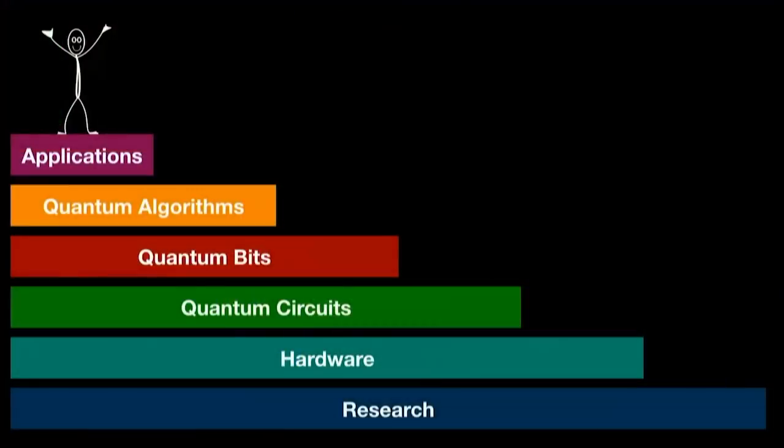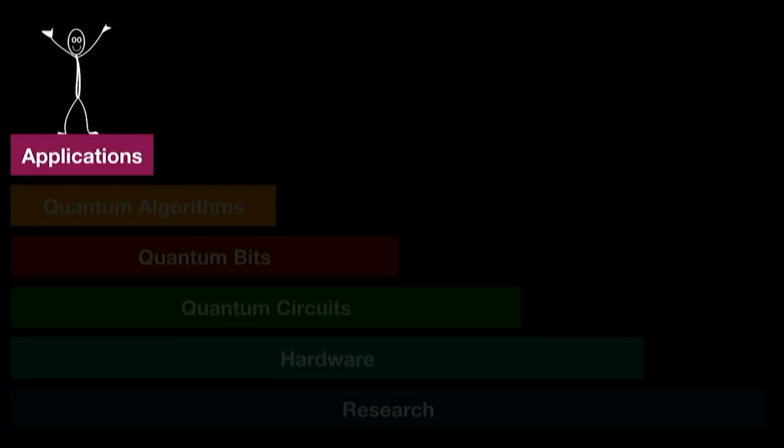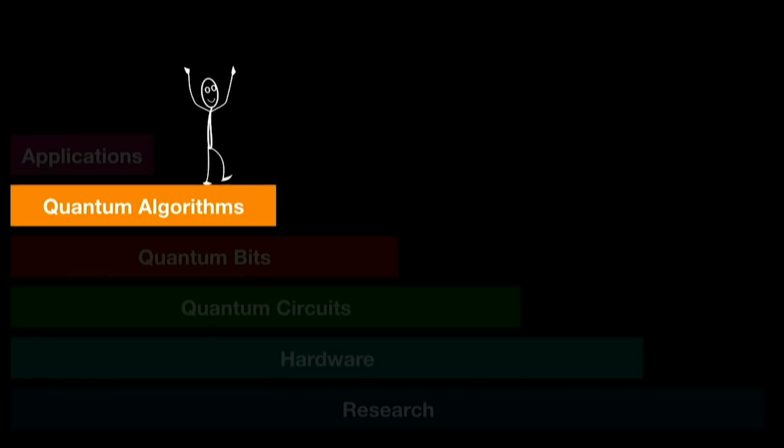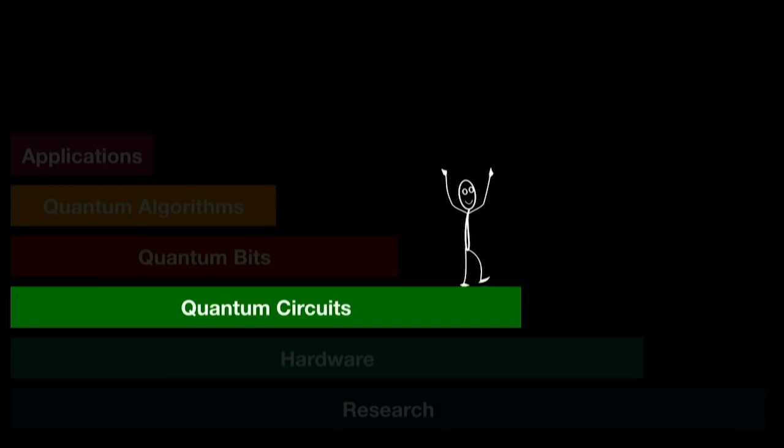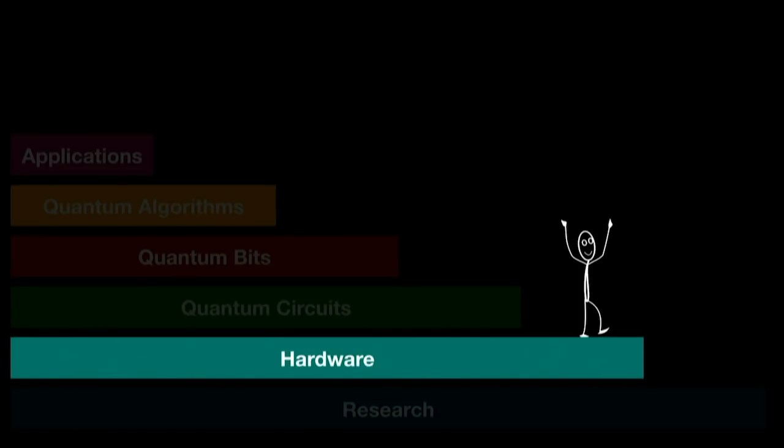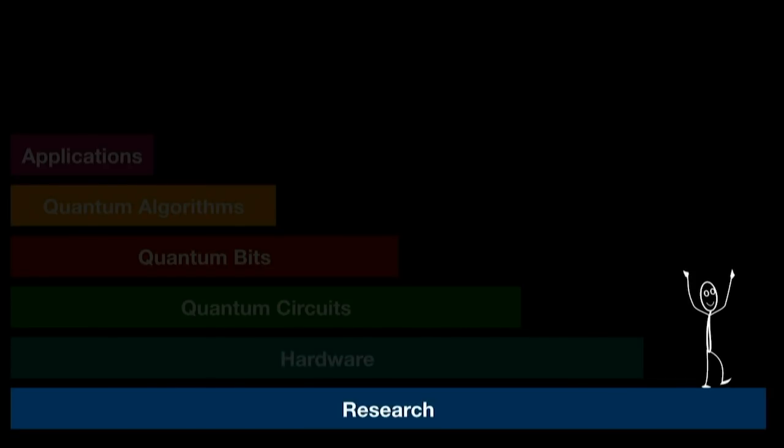In this talk, I'm going to walk you through each of these steps. First of all, we'll look at potential applications in a variety of fields. Then we'll look at a couple of quantum algorithms and how they can outperform our current computers' algorithms. Then we'll look at quantum bits and what makes them so special. We'll look at how you can build quantum circuits from these quantum bits. And then we'll look at how you can physically build a quantum computer. Finally, we'll look at the research, where we are now and where we hope to be. So let's start off with the applications.